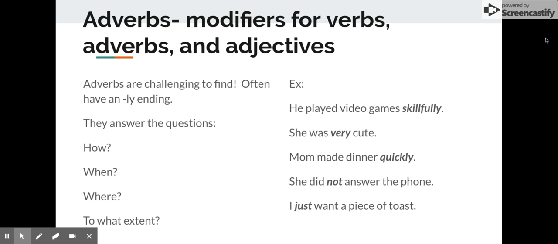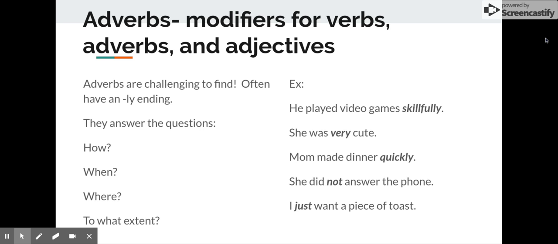She was very cute. Very does not have an ly ending, but very describes the word cute. You can't say it describes the word she. She is not very. That doesn't make sense. Cute, very cute. To what extent is her cuteness? Very. Very is always an adverb. So very answers the question to what extent. And it modifies the word cute, which is an adjective.